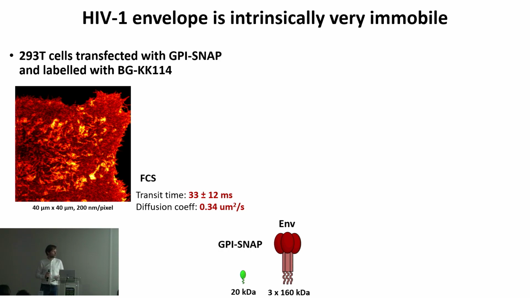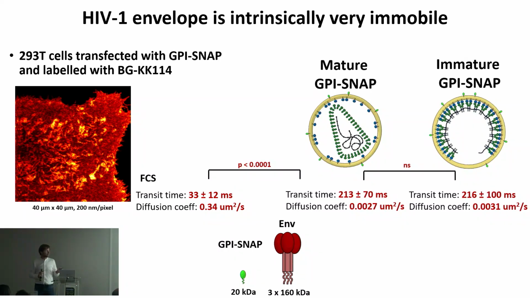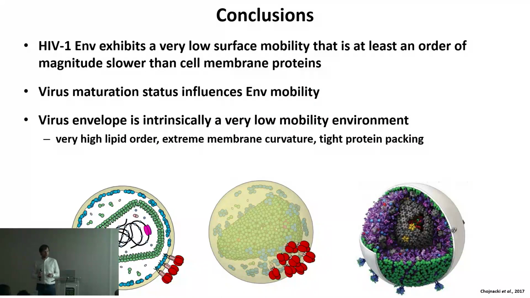We got a pretty standard diffusion coefficient for this very small molecule, which of course does not trimerize. It has nowhere near the complexity of ENV. But when we looked at both mature and immature virus particles, we still found extremely slow mobility in this environment. So this leads us to believe that the HIV envelope, the lipid envelope, is an intrinsically immobile environment.